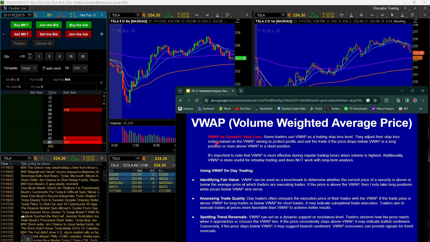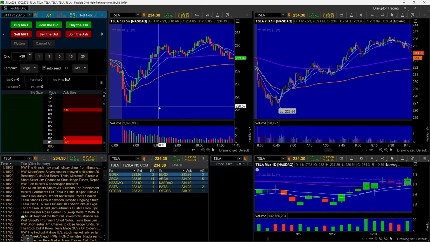They adjust their stop loss orders based on the VWAP, aiming to protect profits and exit the trade if the price drops below the VWAP in a long position or rises above the VWAP in a short position. So not only do some traders enter right at the VWAP, but they also put their stop loss at the VWAP. As soon as a stock crosses the VWAP, they're out. That's their stop loss. They don't give it a chance. They're not gonna wait. As soon as it crosses the VWAP, they cover or they sell.